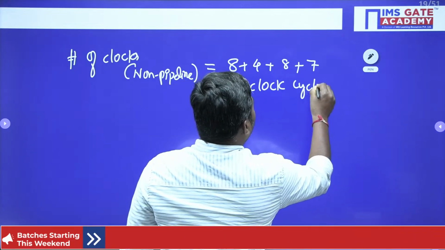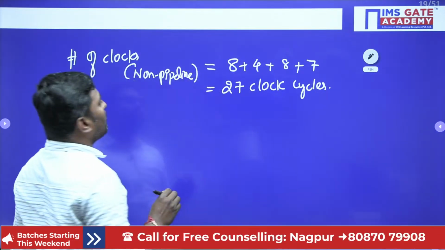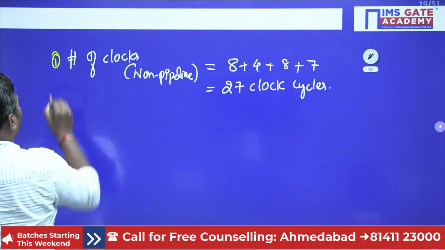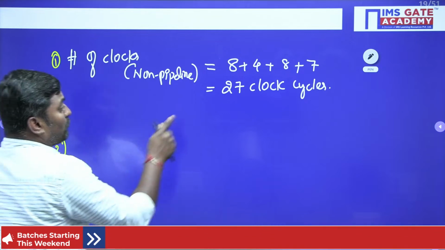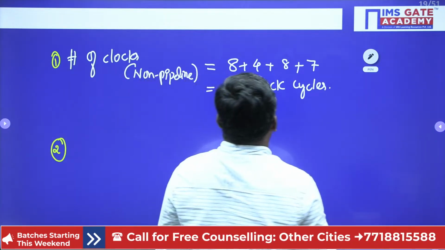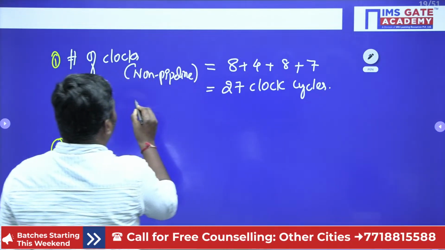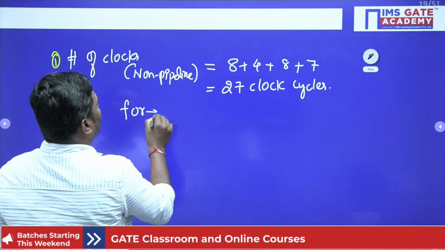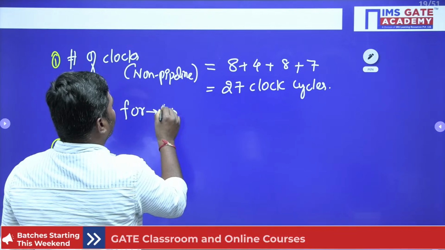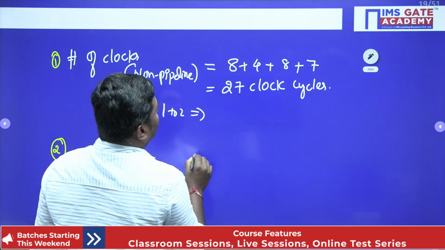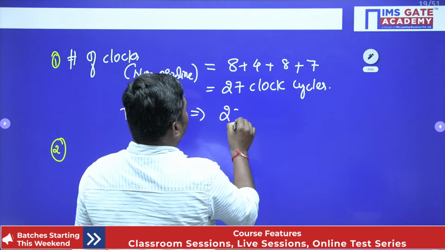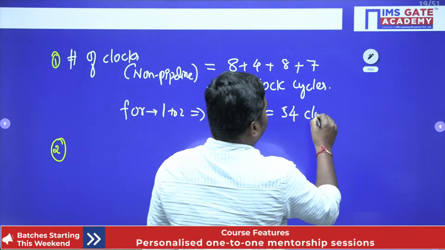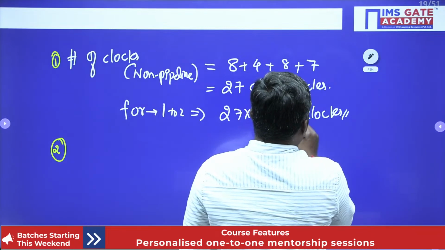So 27 clock cycles are required in the case of non-pipeline. But similarly, we need to find the first one, the second one. One cycle for i equal to 0, and for i equal to 1 to 2, it will take 1 to 2. So this is 1 times 27, 2 times 27, which is 54 clock cycles required in the case of non-pipeline.